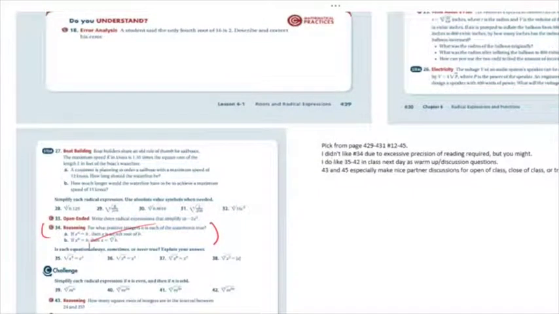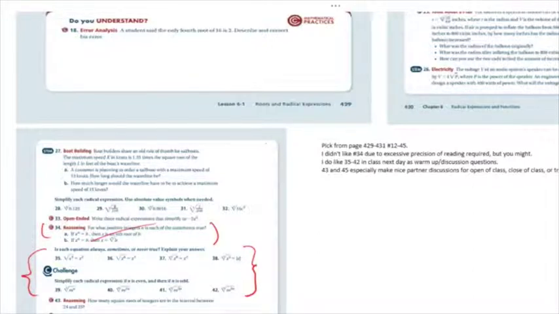But I loved 35 through 42. These seemed like just beautiful class partner discussion problems. Maybe the next day as a warm-up, you and your partner look through 35 through 42 and decide on your answers. Then we can call on people. We can talk about it. It helps us deal with some of the positive, negative issues that are so tricky.